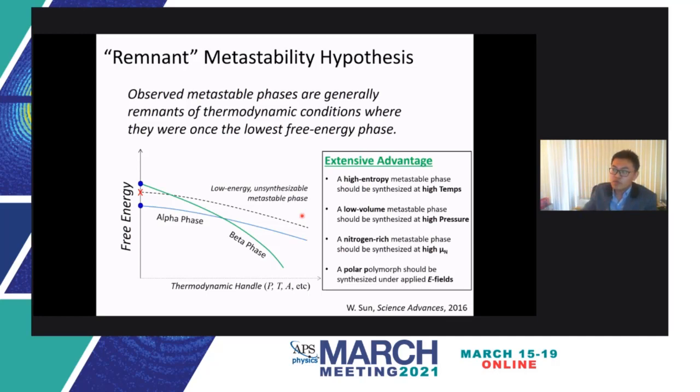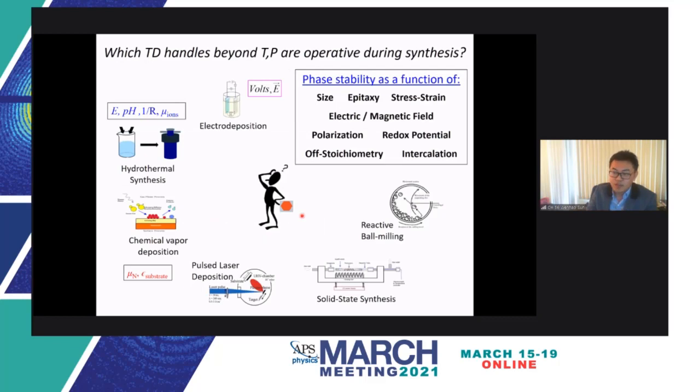And if you do that, if you can identify a synthesis method, there are so many different types of synthesis methods, right? If you can identify a synthesis method that leverages the applied intensive condition that you need to synthesize your extensive advantage for your target phase, then you can reliably target various forms of materials under various forms of conditions, under various forms of synthesis methods.